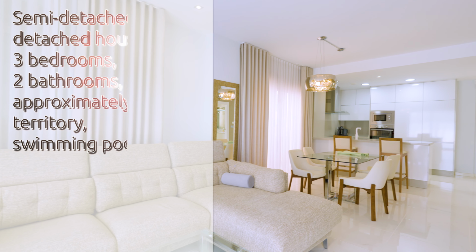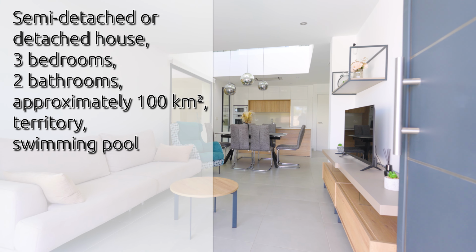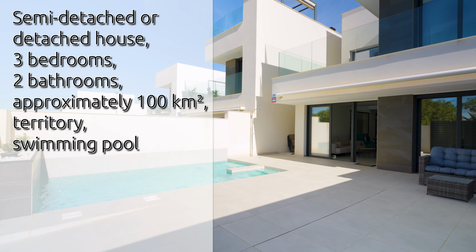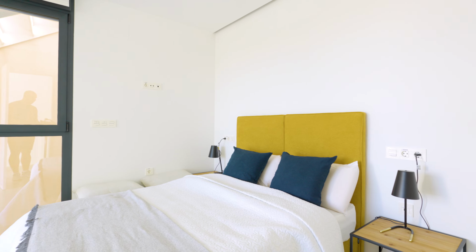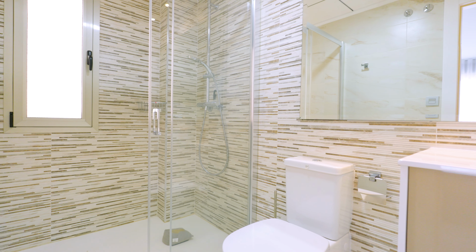Let's move on to the next type of property. These are semi-detached or detached houses. The average house in our region is not very large, quite comfortable, functional, with a total area of about 100 square meters. The layout usually includes 3 bedrooms and 2 bathrooms, and of course a kitchen with a living room. Often, such houses have their own swimming pool and a small private plot.